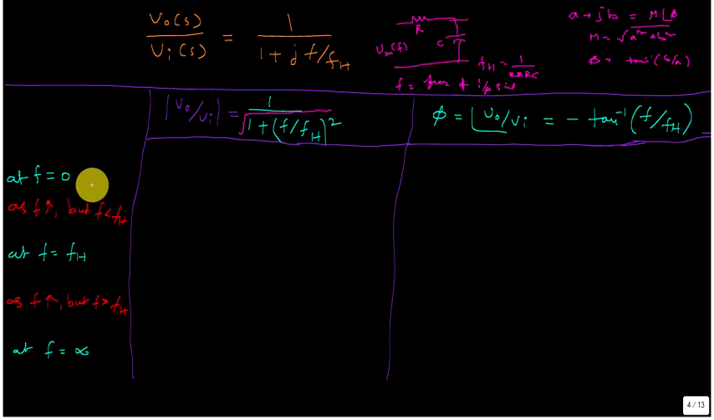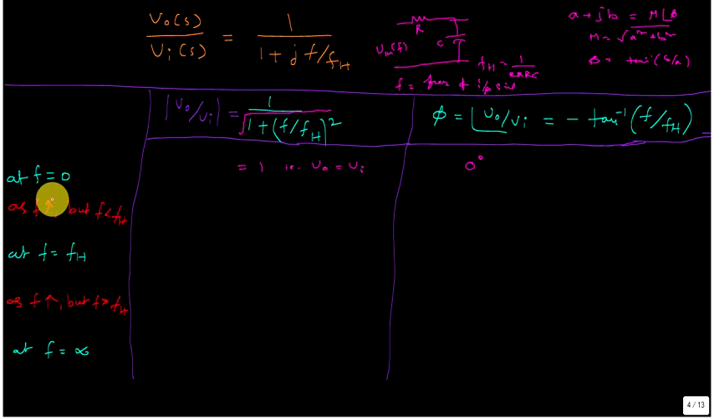At f equal to 0, substitute the f value. That means the input signal is simply a DC signal. For this, the magnitude is 1, and the phase angle, tan inverse 0, means 0 degrees. So there will be no phase difference whenever you apply a DC signal. Whatever signal you apply will appear at the output side, because V0 by Vi is equal to 1, that means V0 is equal to Vi. The same signal appears at the output side with 0 degrees phase shift.